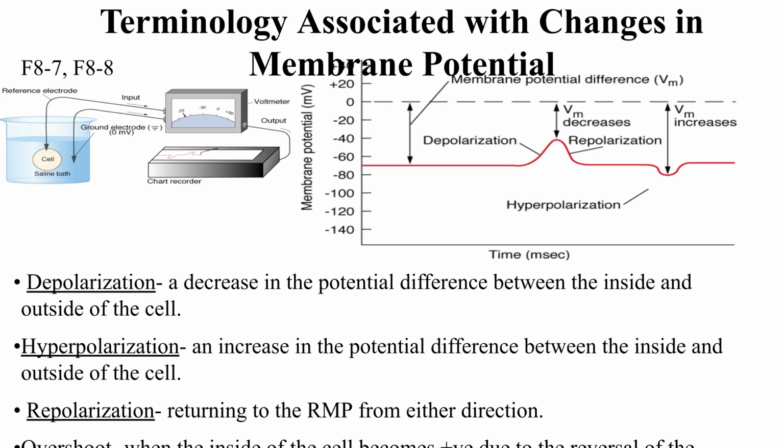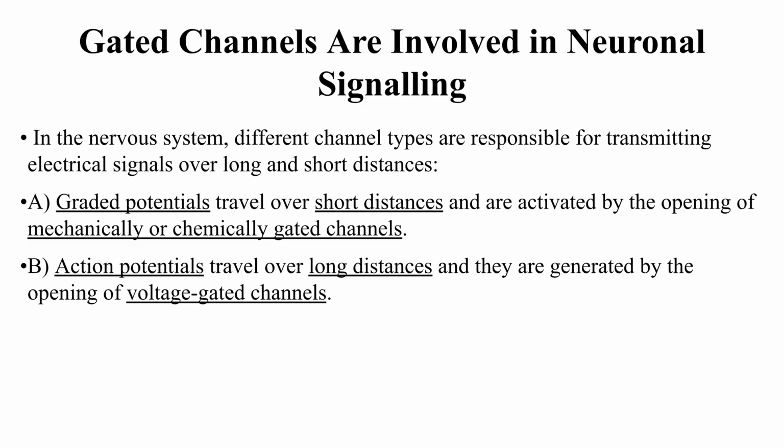Depolarization is a decrease in potential difference. Hyperpolarization is an increase. Repolarization returns to the RMP. Overshoot is when the inside of the cell becomes positive. Neuronal signaling involves gated channels. Graded potentials travel short distances and are activated by mechanically or chemically gated channels.